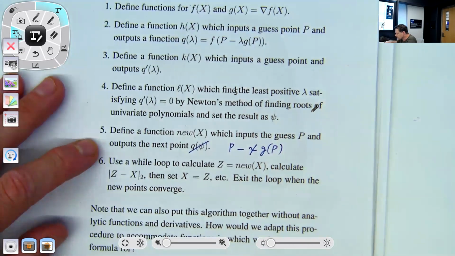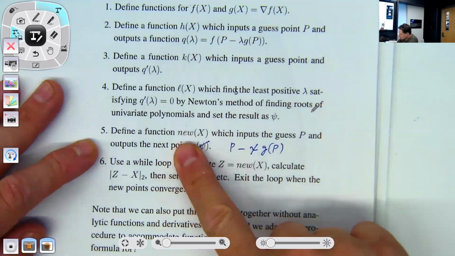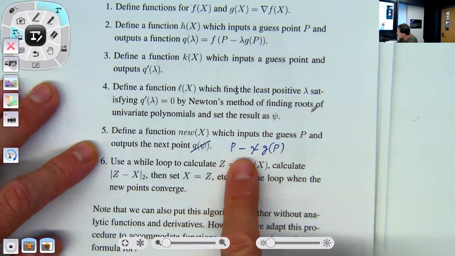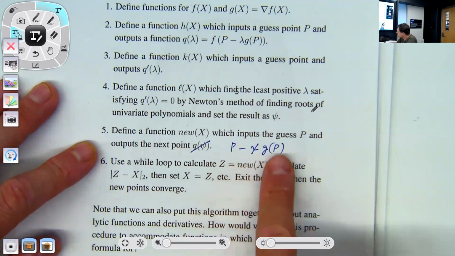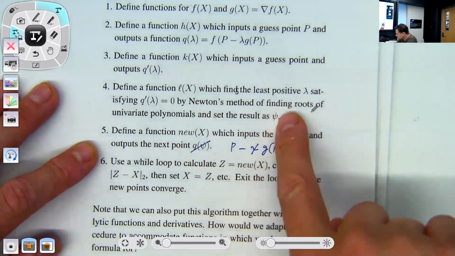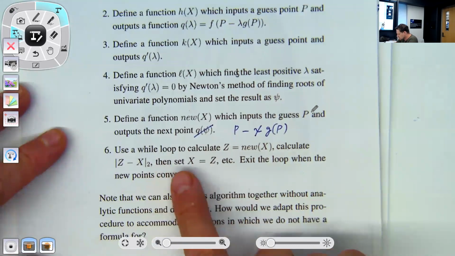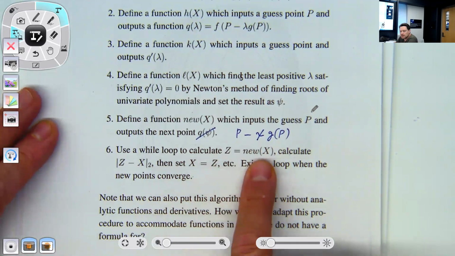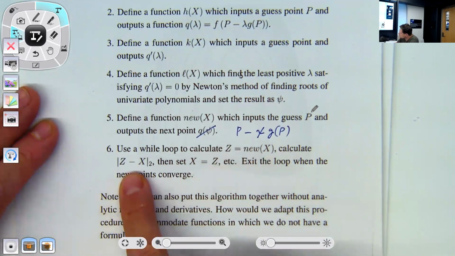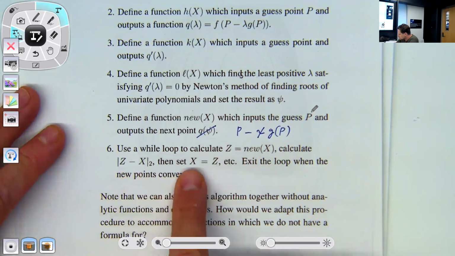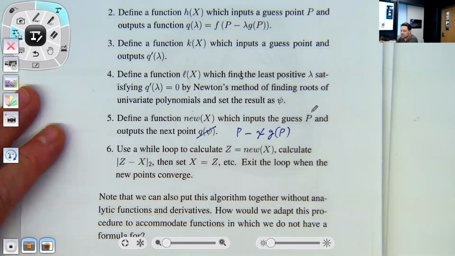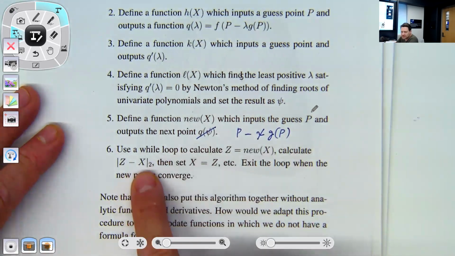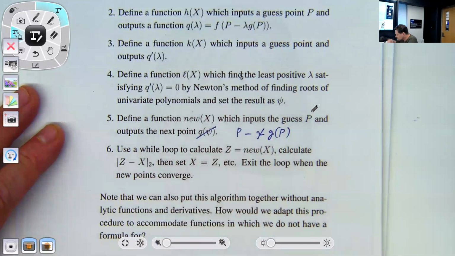All right, so next, define a function. You might call that nu. It's a function of x, inputs a guess p and outputs the next point, which will be just this one, p minus phi g, all right? That's the same phi there. Then you want to use a while loop, setting z equal to the new x, calculate the norm, so that's the Euclidean norm of z minus x, and then set x equal to z so that you can repeat this procedure, right? Of course, you exit if this is close enough to zero as compared with some tolerance.